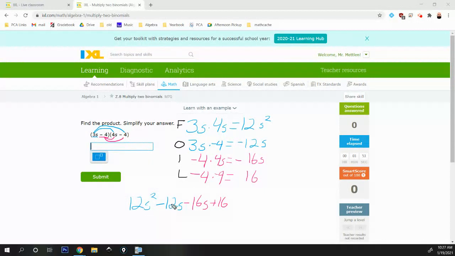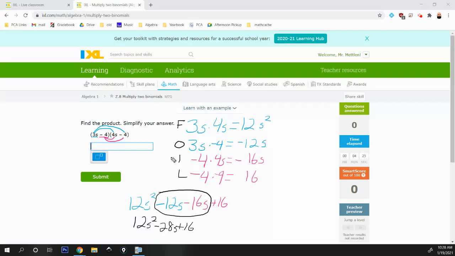Now, there's something else that has to happen. On almost all of these, if we do this correctly, these middle two terms that we wrote down, and you notice we have a negative 12s minus a 16s, they're going to match. This is an s, this is an s. These are like terms. So we actually need to combine those. This first one, this 12s squared, we don't do anything with that. It's fine. Negative 12 and negative 16 make negative 28. And then we don't do anything with the 16.